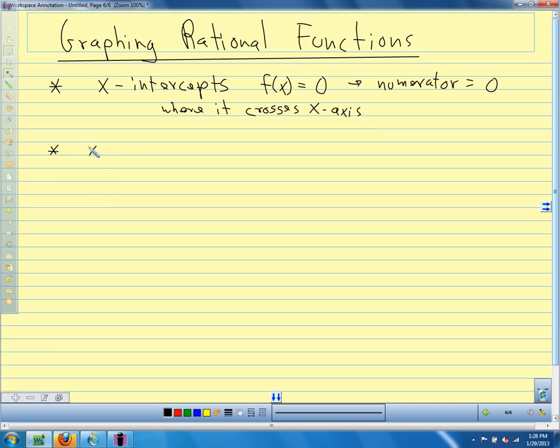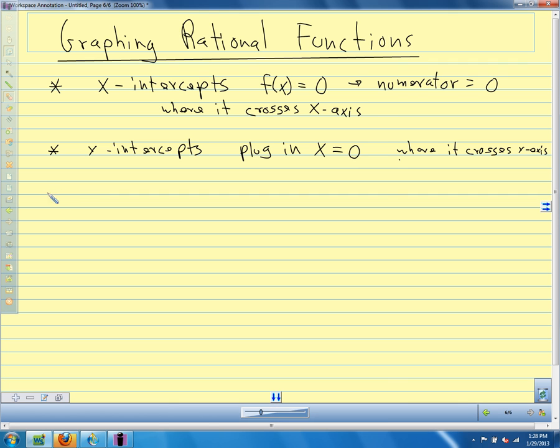We want to find the y-intercepts. To find the y-intercepts, we plug in x equals 0 and come up with a number. And the y-intercepts tell us what? Where it crosses the y-axis. Y-intercepts tell us where it crosses the y-axis. So those are two things that we're going to figure out about our rational functions.